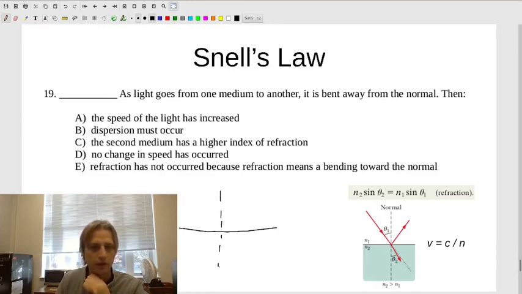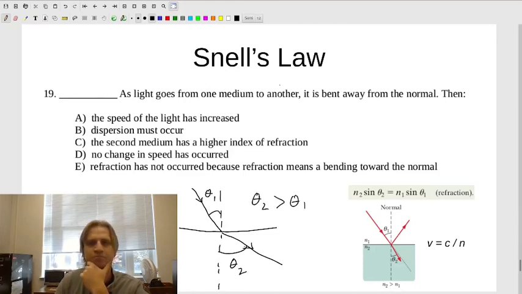Okay? So it's coming in at an angle. It says it is bent away from the normal. So there's your angle in, and there's your angle out. This angle 1, and there's your angle 2. Angle 2 is greater than angle 1.